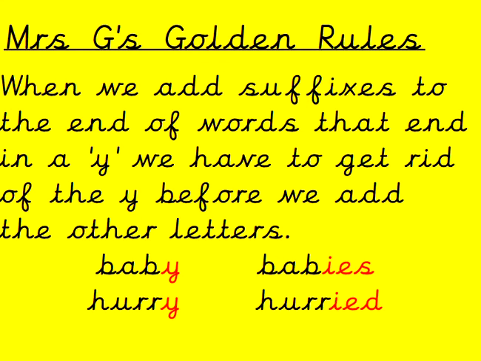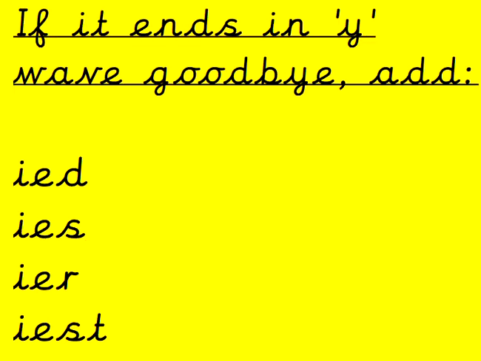Okay, so when we add suffixes to the end of a word, that's other letters to change the meaning of the word, that end in a Y, we have to get rid of the Y before we add the other letters. So like we've just reminded ourselves, baby, when we get rid of the Y and add IES, we change that word into babies, plural. Hurry, if we get rid of the Y and add IED, we change it to hurried, becomes the past tense verb. So whenever a word ends in a Y and you want to add a suffix, you have to get rid of the Y before you add something else.